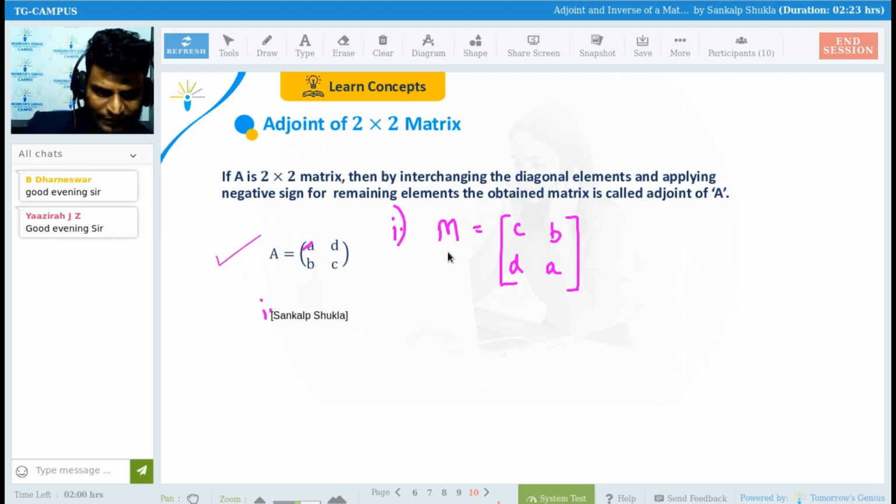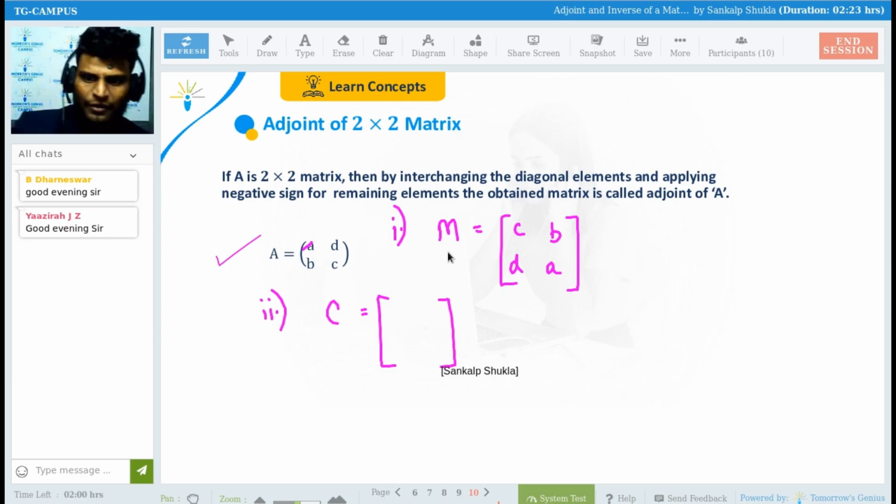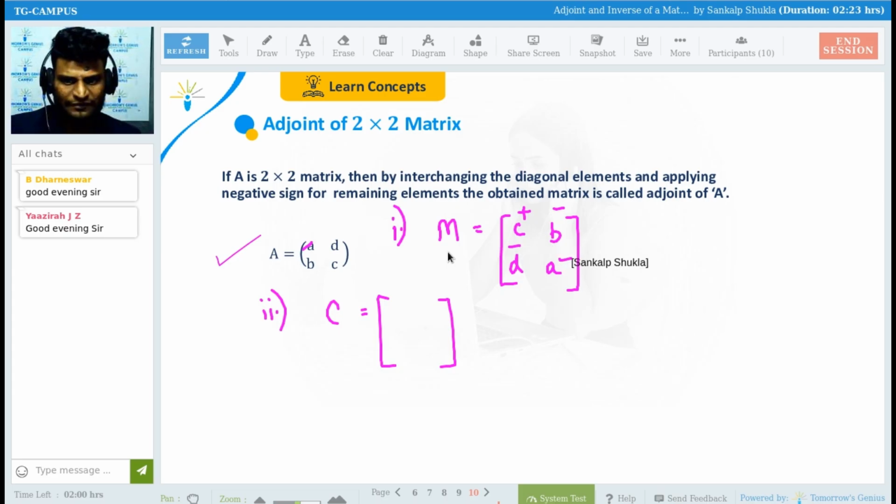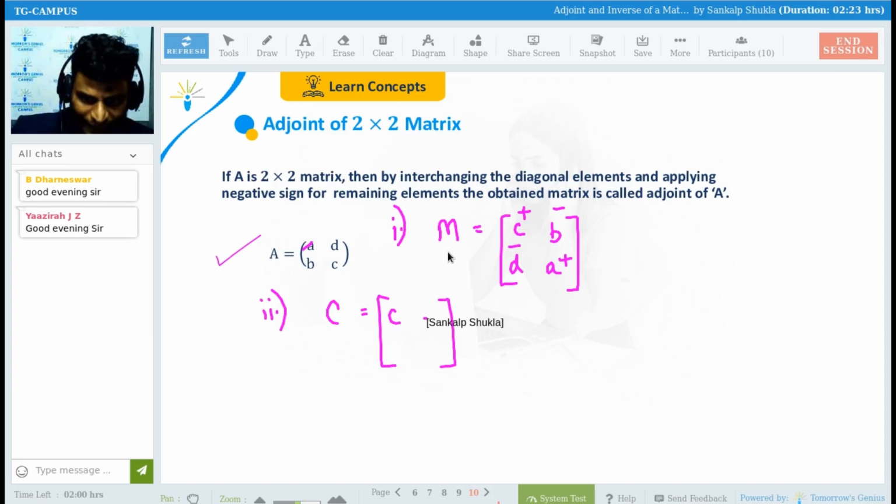Now I have to find the cofactor matrix. So what is the sign for this? See, this is A11, so it has a plus sign, and this is A12, so it has a minus sign. This is A21, again a minus sign. It is A22, that means a plus sign. So I'll write the minors with their signs applied. Is this step clear to you? What do we do for cofactor? Just place the minor matrix and superimpose the signs of the positions onto that matrix.